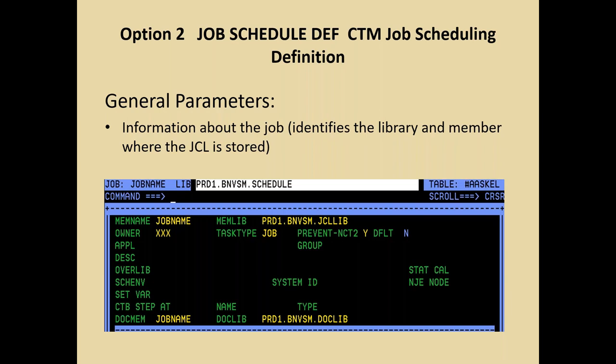Once you give option Z, that gives you a zoom panel. That zoom panel shows you which is your schedule library, which is your JCL library, which is your override library, and all these options given up to here.